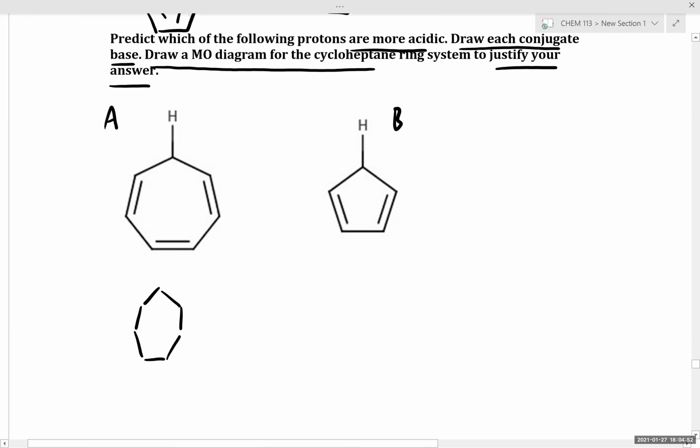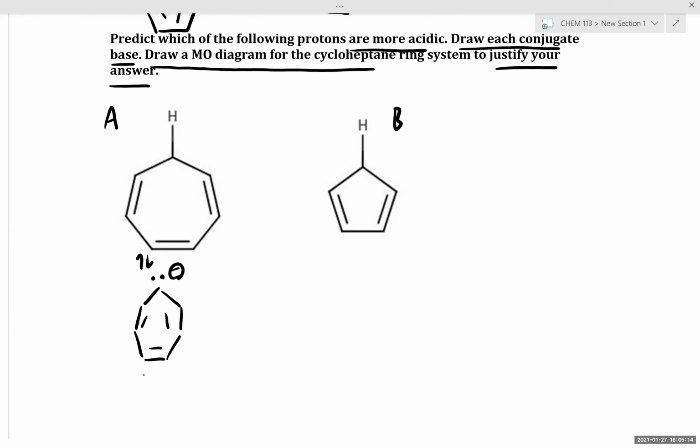1, 2, 3, 4, 5, 6, 7. Let me draw it this way. 1, 2, 3, 4. Okay, perfect. So this is the following conjugate base anion. Would someone like to share an MO diagram for the conjugate base anion of A?